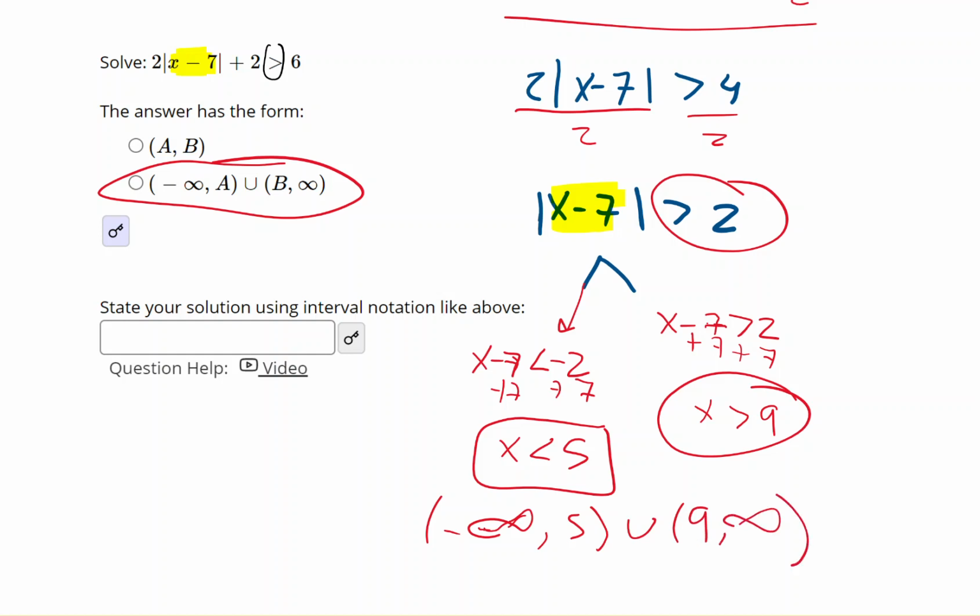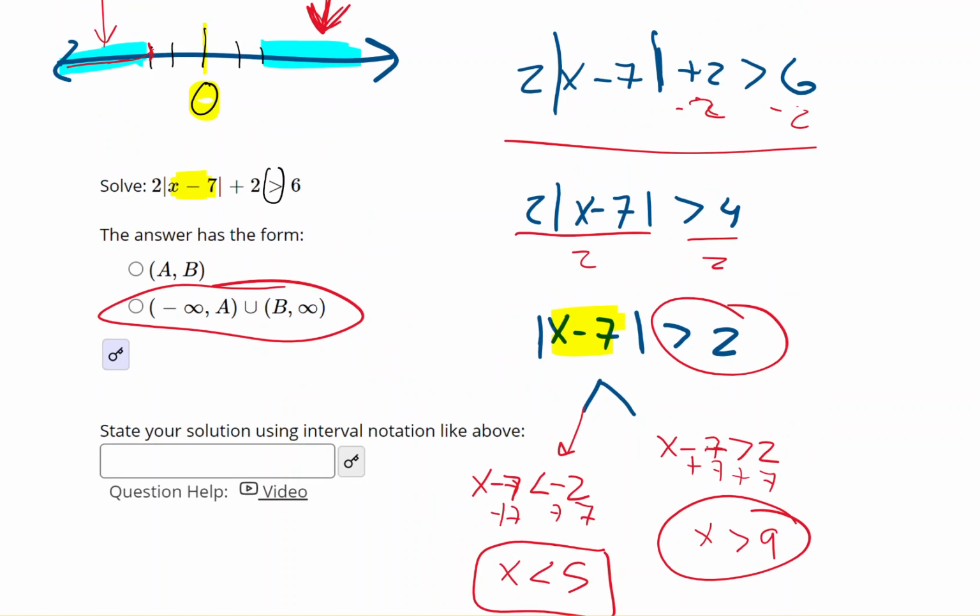Any number I pick in those intervals to plug in the x spot of the original equation is going to give me a true inequality. So I hope that was helpful.